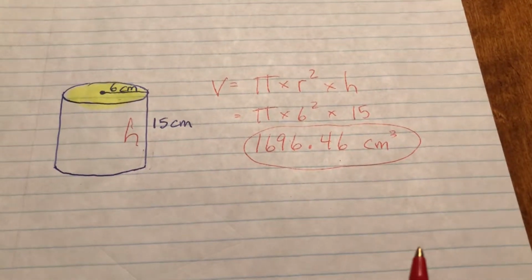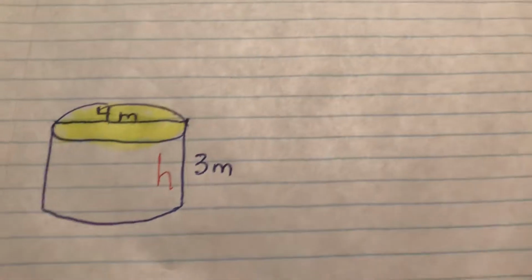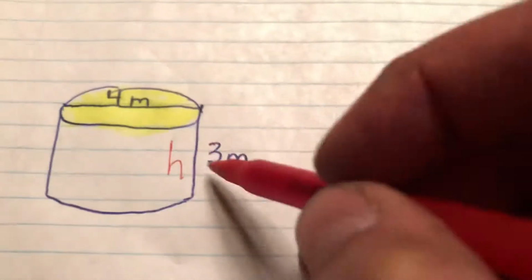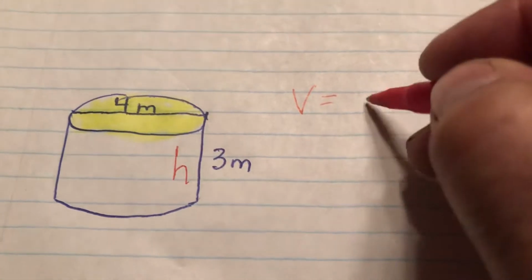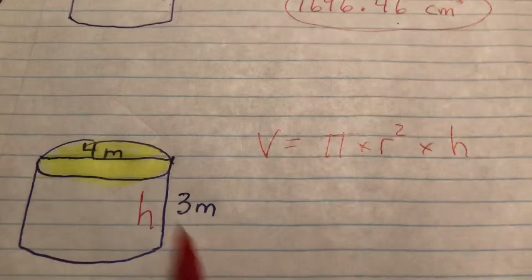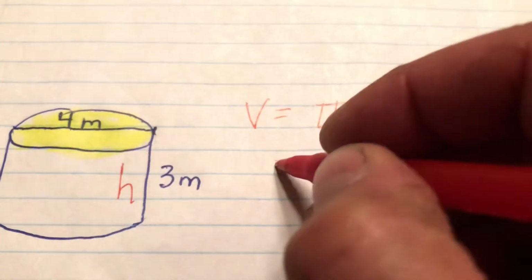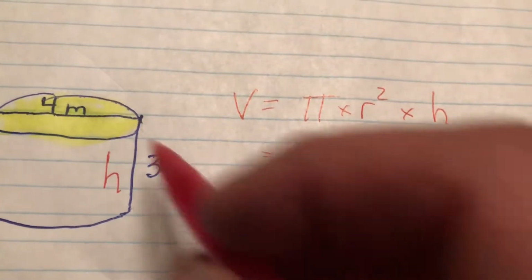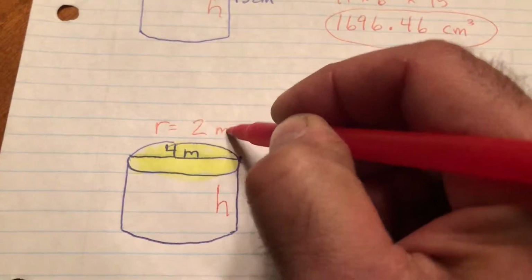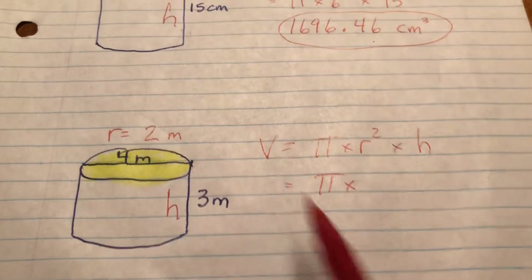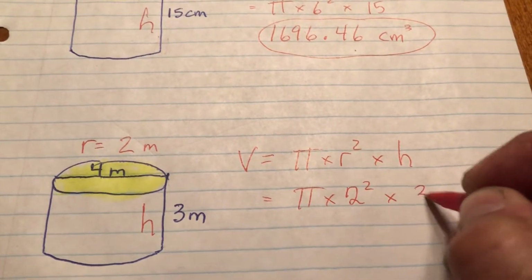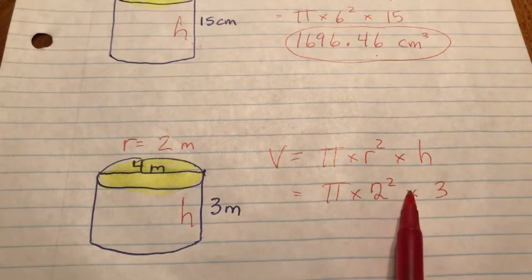Okay. And finally, we have another cylinder. Once again, I have to find the area of the yellow, then times the height. So volume is equal to pi times radius squared times the height of the shape. So it equals pi times radius. This is the diameter. So the radius is half of the diameter, which is 2 meters, right? So I'm going to use 2, not 4. So 2 squared times 3. So pi times radius squared times 3.